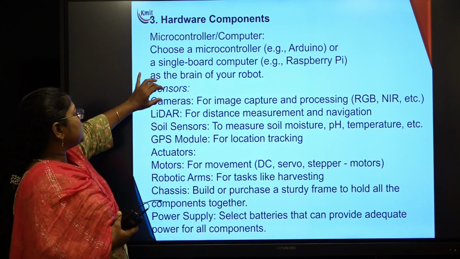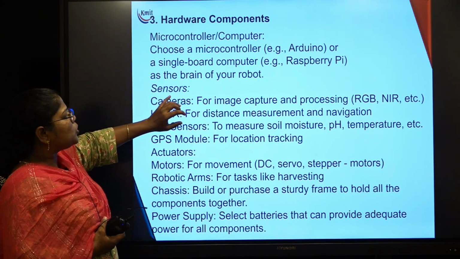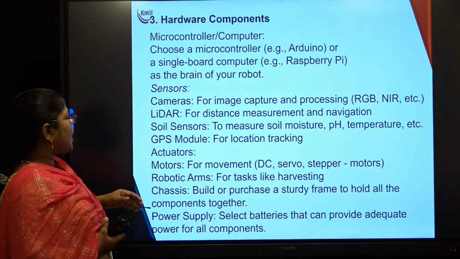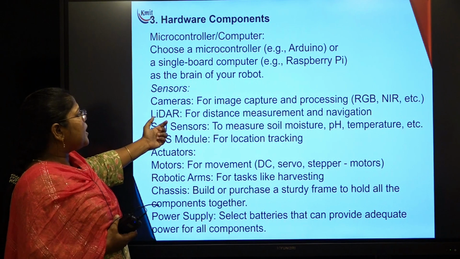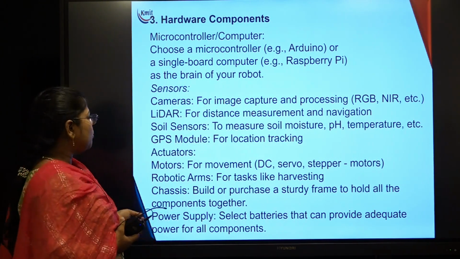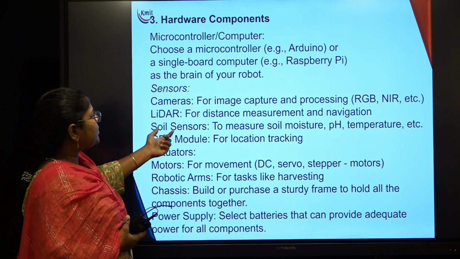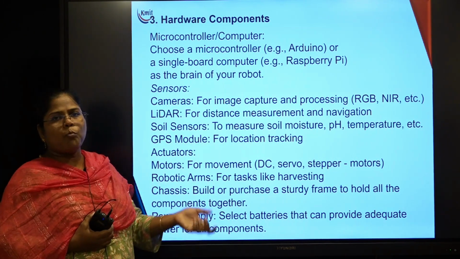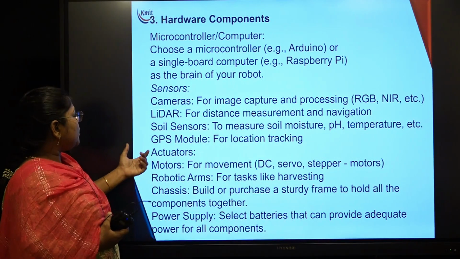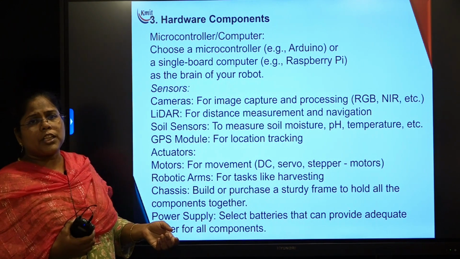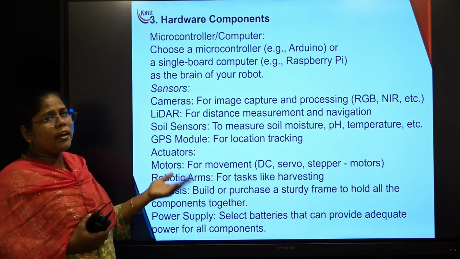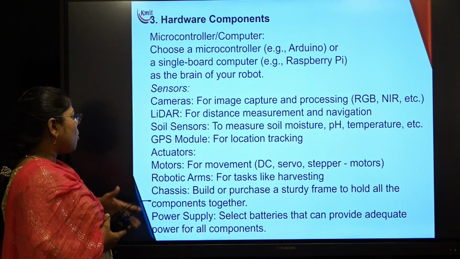So coming to the sensors, the cameras are used to capture the images. It can be RGB. Second is lidar. Lidar always measures the distance and is used for navigation. Second, soil sensors will be measuring the soil moisture, pH level and the temperature, and the GPS module always detects the location. It is used for location tracking. It gives the latitude and longitude.